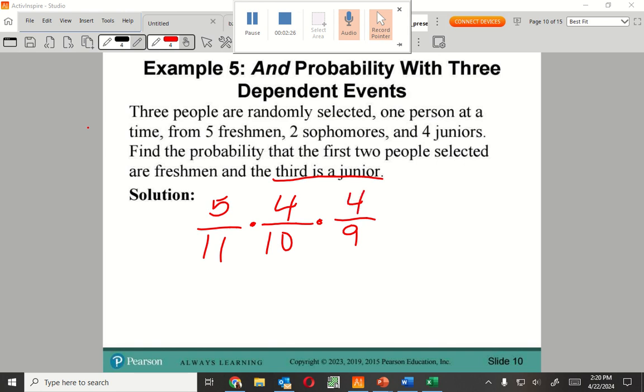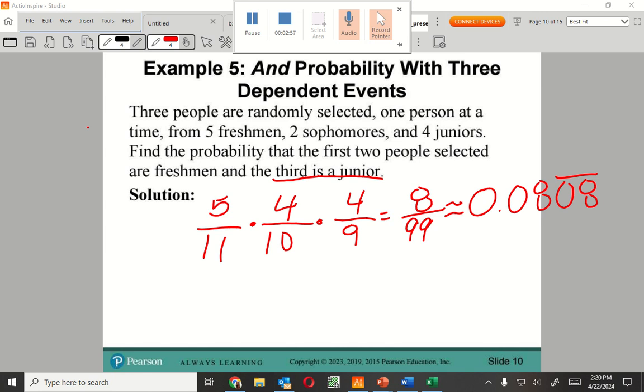Multiply that out for me if you could, please. 8 over 99. Very good. 8 over 99. And what do we get as a decimal then? 0.08. It's like 0.08 repeating, right? Yeah, okay.